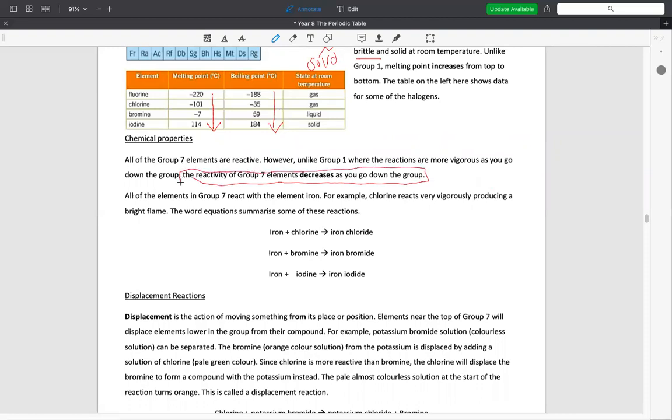And this is really, really important to remember. One of the most important things that you need to remember for this lesson. So the reactivity decreases as you go down the group. And this is the opposite to group 1. And I'll tell you why this is more important in a minute when we get to displacement reactions.